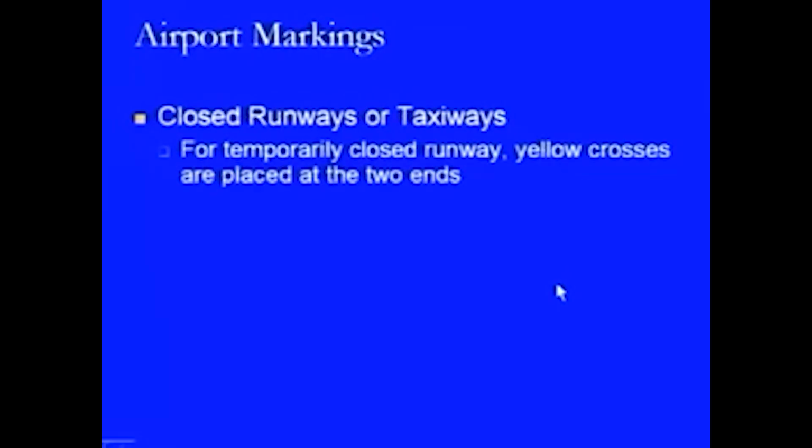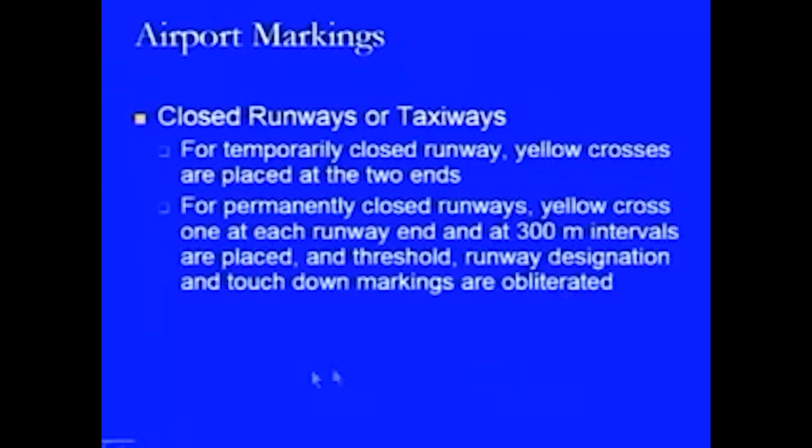Now, we will look at another type of airport marking, which is closed runway or taxiway marking. For temporarily closed runways, yellow crosses are placed at the two ends, which defines that it is temporarily closed. In case it is permanently closed, then a yellow cross is placed at each end of the runway and at 300-meter intervals, and the threshold, runway designation and touchdown markings are obliterated.